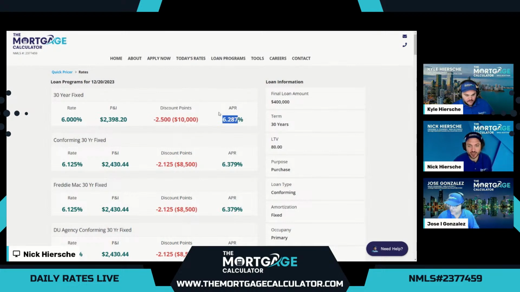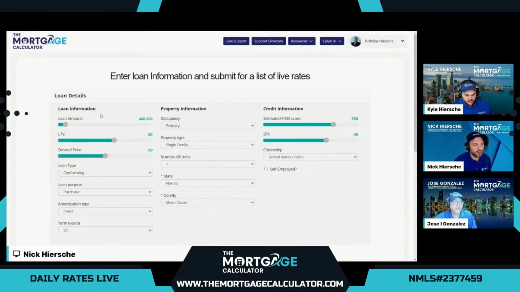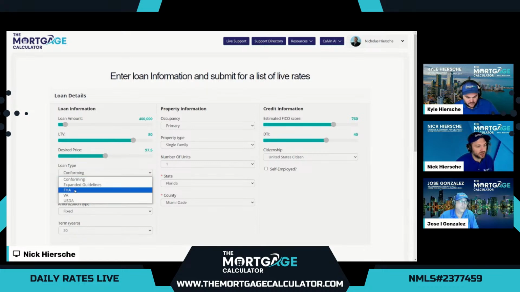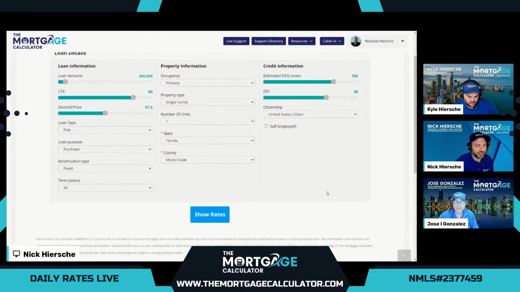Now, if our customer doesn't qualify for a conforming conventional program here for any reason, typically the next option we want to propose to the customer is going to be an FHA option. So we'll set up the same exact scenario here, and this time we'll select FHA.